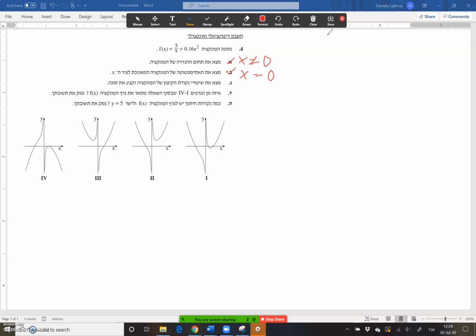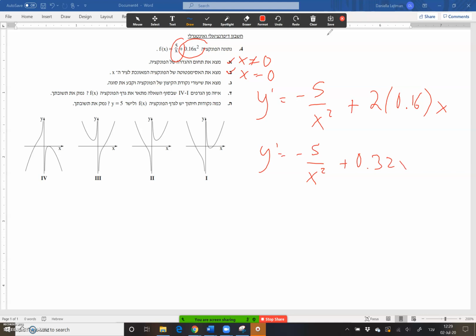Okay, so we're going to do every single step that we've done so far in the past, we're going to do it again. First, we're going to find the nigzeret. We're going to find the y tag. Well, nigzeret of 5 over x is minus 5 over x bashniya, minus 5 over x squared. And then we're going to find the nigzeret of the 0.16 x bashniya, which is 2 times 0.16, and the x bashniya just becomes an x. This means that the y tag is going to be minus 5 over x bashniya plus 0.32 x.